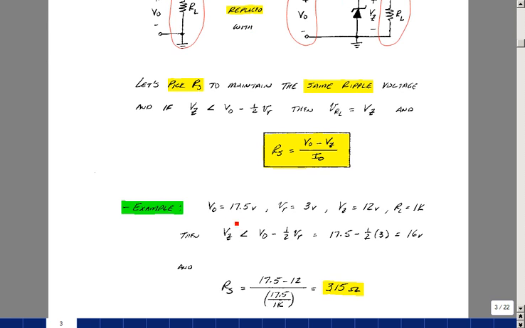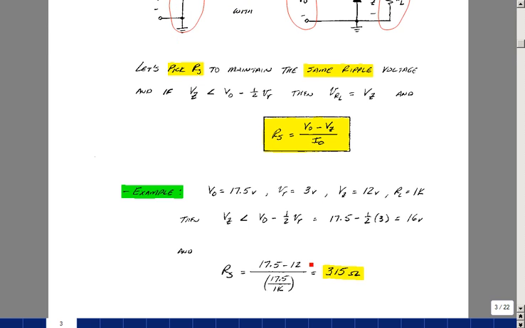Suppose that Vout had an average value of 17.5 and we had a 3 volt peak-to-peak ripple. Now we're using a 12 volt Zener and a 1K load. These are around the values we're going to use in Lab 4. The Zener voltage, if Vout is 17.5 and the ripple is 3, needs to be less than 16. And so a 12 volt Zener should work pretty well.